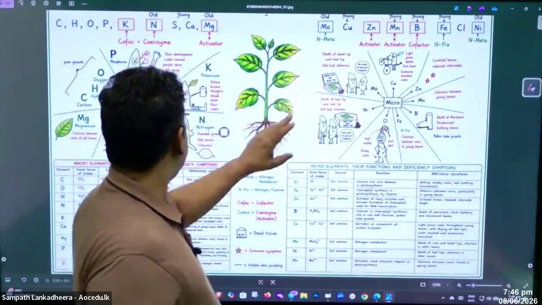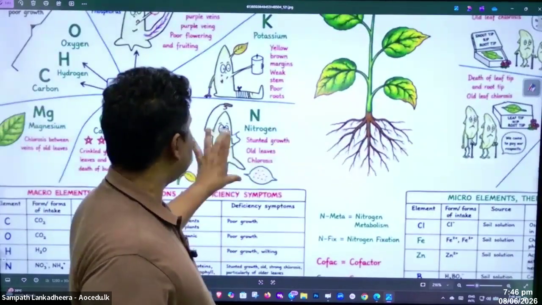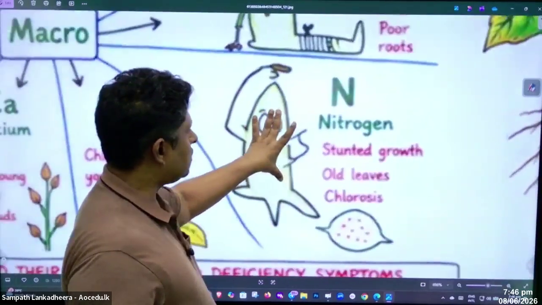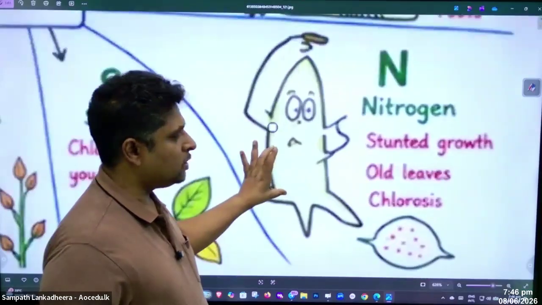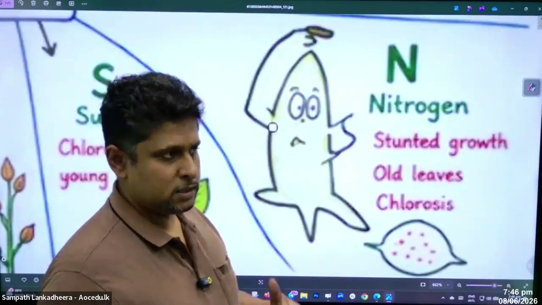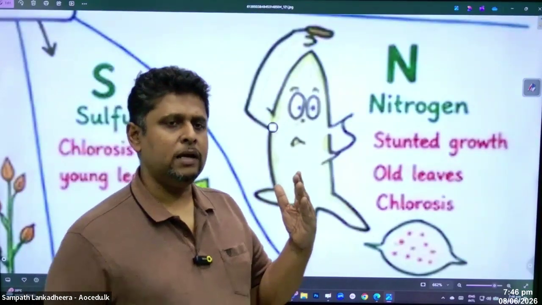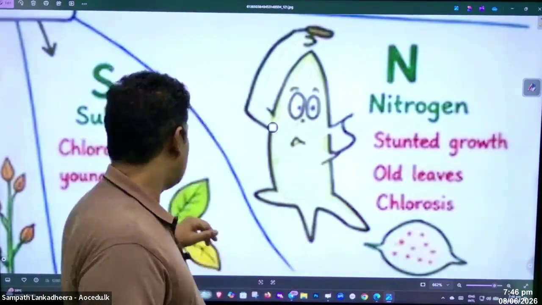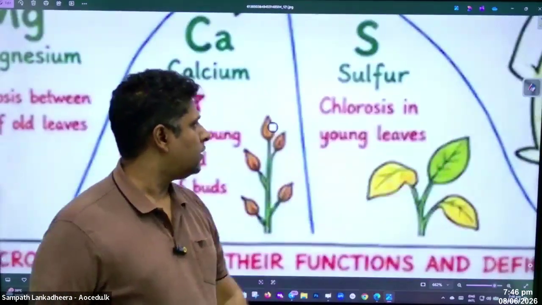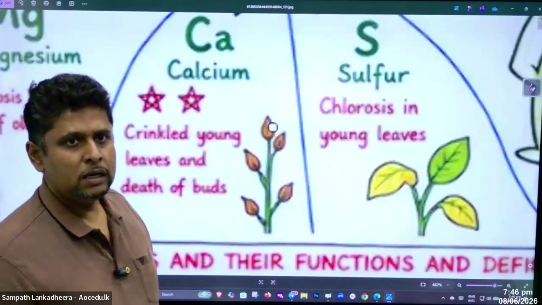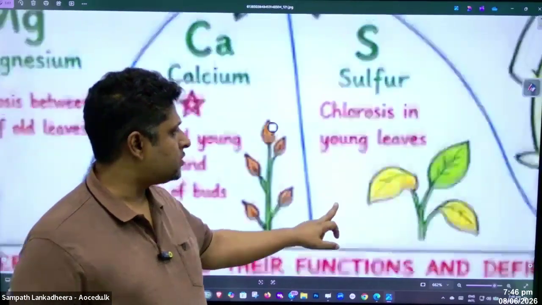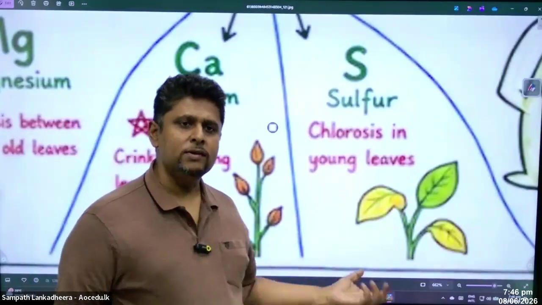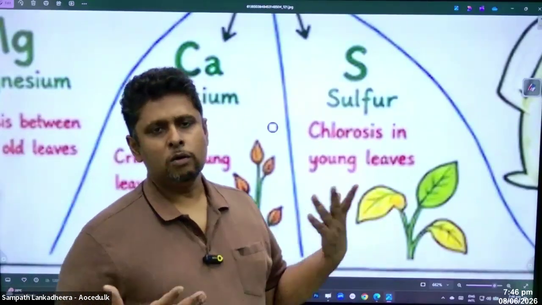So we were paying attention here, people, to the deficiency symptoms. Nitrogen deficiency appears in old leaves because macronutrient deficiencies happening in old leaves is normal. But when we come to sulfur, people, chlorosis occurs in young leaves. Chlorosis means what, people?